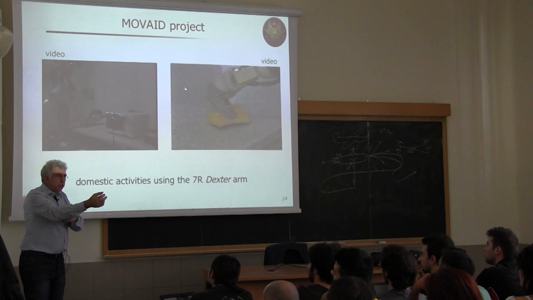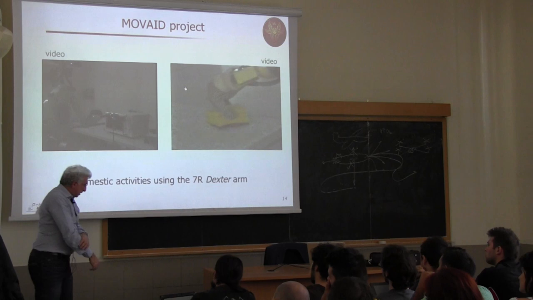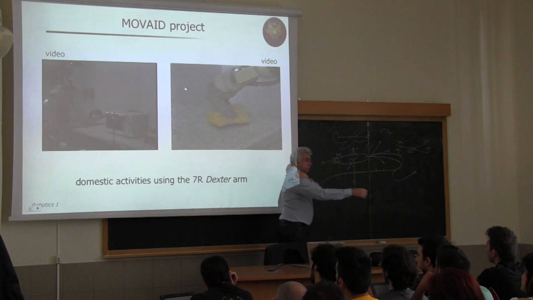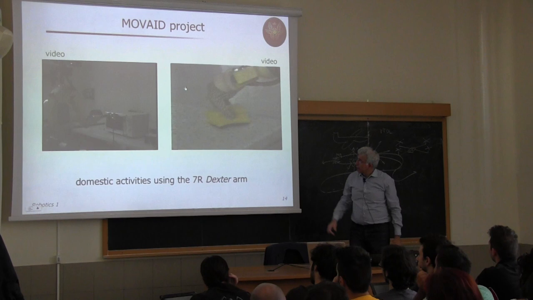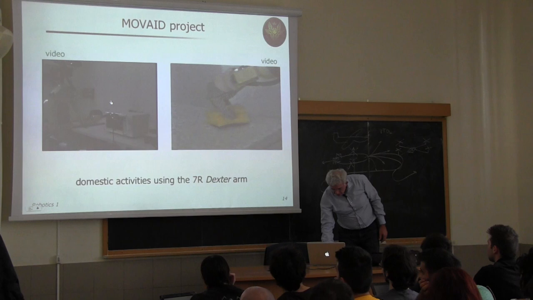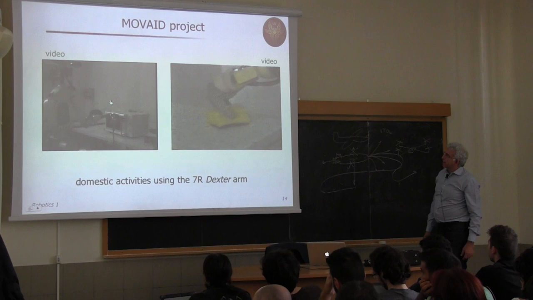And the transmission is made by cables and pulleys. So there are steel cables going around the whole structure so that the motor can move remote joints in an efficient way. And here you see there is a gripper at the end. This is the robot being commanded to open a microwave oven very slowly.